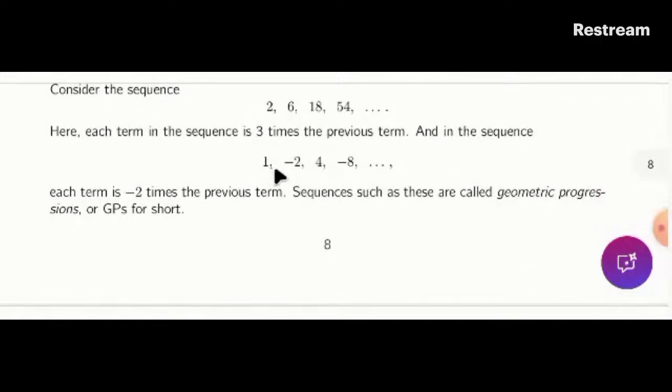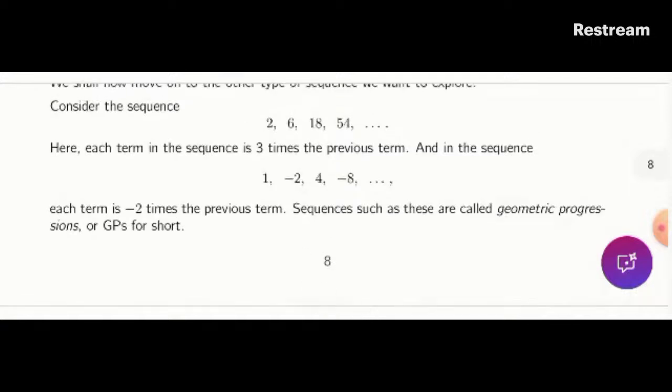And this sequence also, you have 1, minus 2, 4. Now, each time you multiply the previous one by negative 2, you're going to get the next one. See, minus 2 multiplied by 1 is minus 2. Minus 2 multiplied by minus 2 is 4. 4 multiplied by minus 2 is minus 8. The next one will be minus 8 multiplied by minus 2. This will give you 16. If I continue this sequence, I'm going to get 16, then multiply by minus 2, I'm going to get minus 32. Multiply by minus 2, I'm going to get positive 64, and you continue like that.